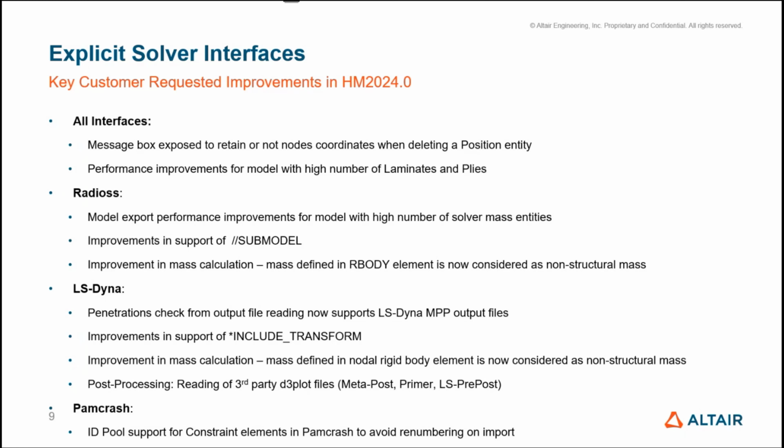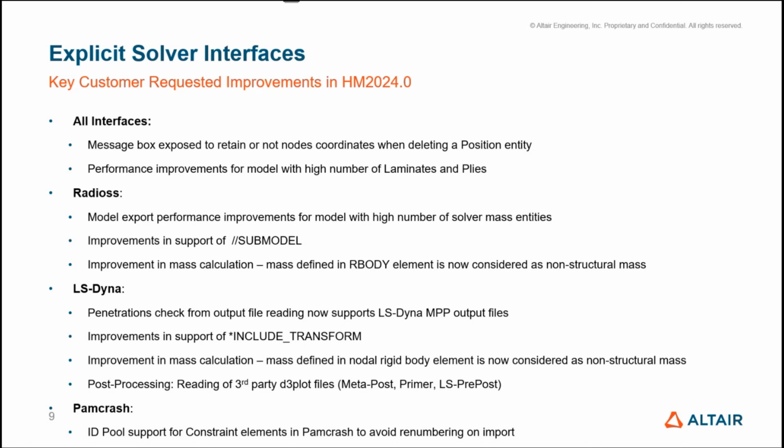Same as for Radioss, we have also here done some important fixes in the support of include transform. The mass calculation update is the same as I previously mentioned for Radioss. So we consider now the mass of the rigid body element as non-structural mass correctly.